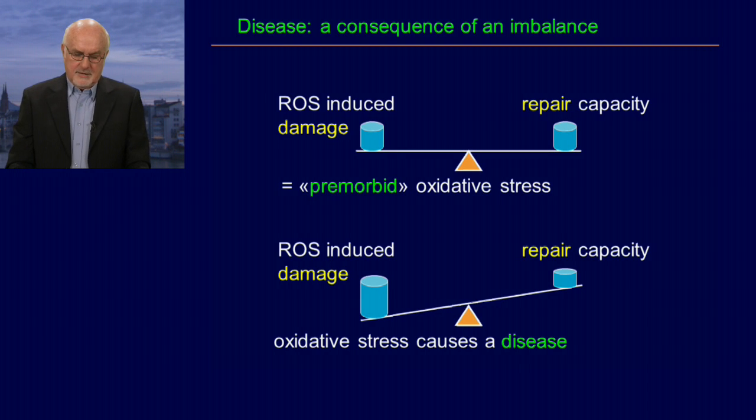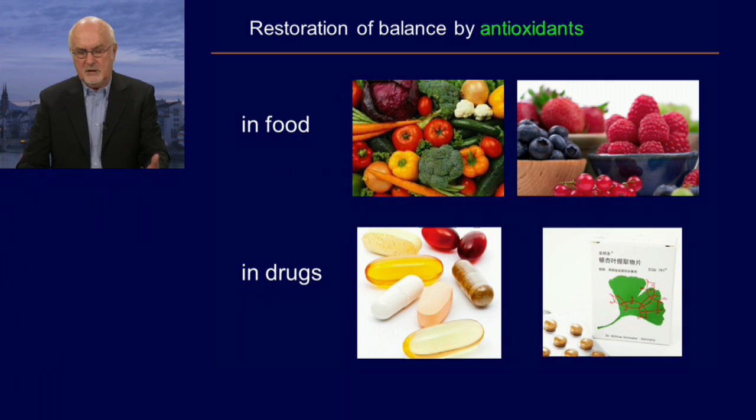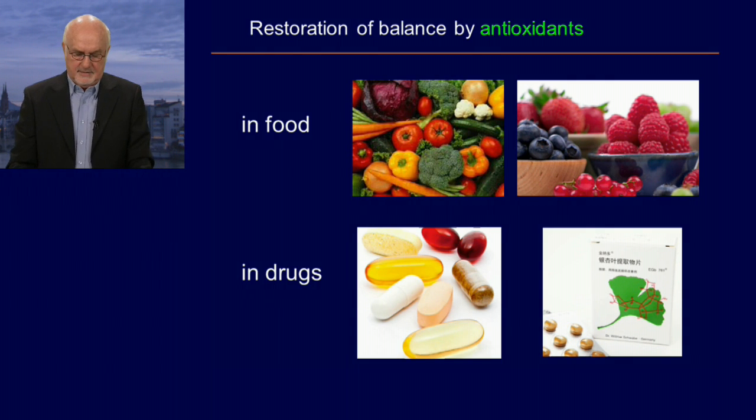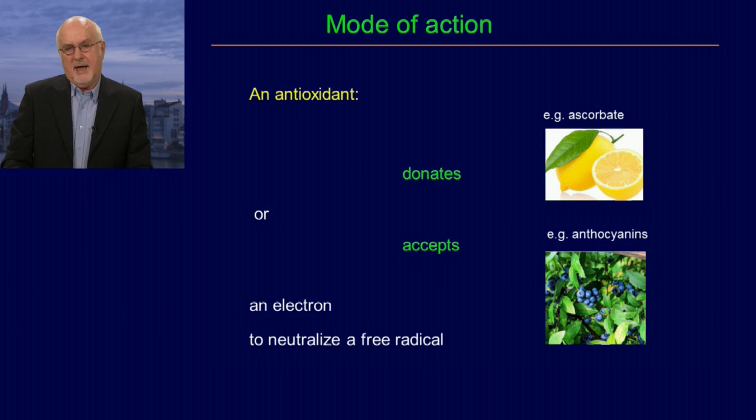If, however, the ROS-induced damage increases or the capacity decreases, for example by age, then the oxidative stress causes a disease. Now, this brings us to the restoration of this balance by antioxidants, either by food or by drugs. Antioxidants either donate an electron or accept an electron in order to neutralize free radicals. Why can they do that?